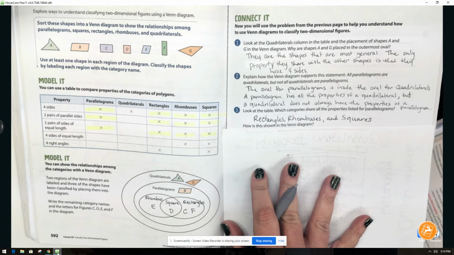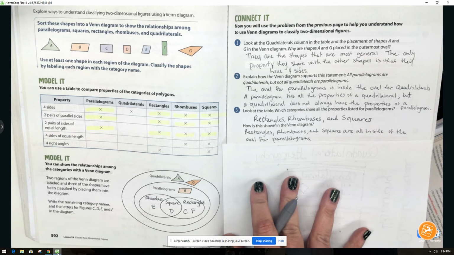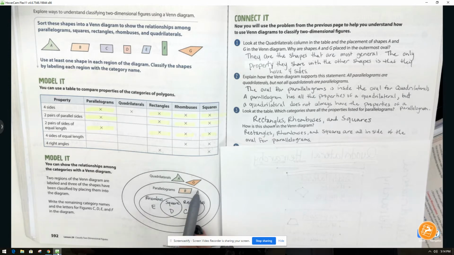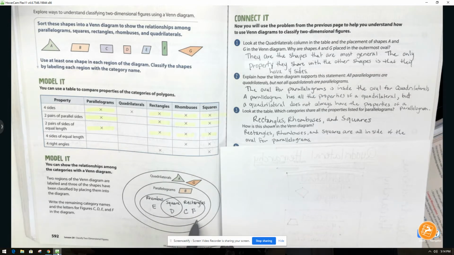So how is this shown in the Venn diagram? If you look in the Venn diagram, we have the oval for parallelograms. And inside the oval for parallelograms, we have rectangles, rhombuses, and squares. They're in their own ovals, but all of their ovals are inside of the parallelogram oval. So that's how we know that all of these 3 shapes could also be classified as a parallelogram.